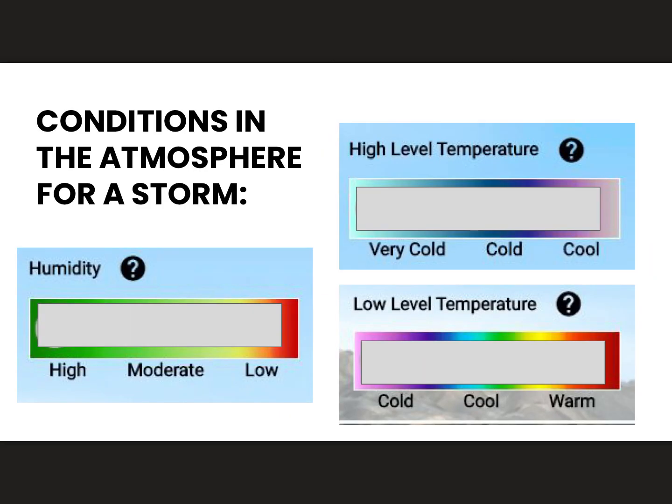So let's review. What are the conditions that are needed for a storm to form? Humidity must be high, and the temperatures must be very different. So very cold air mass and a very warm air mass.